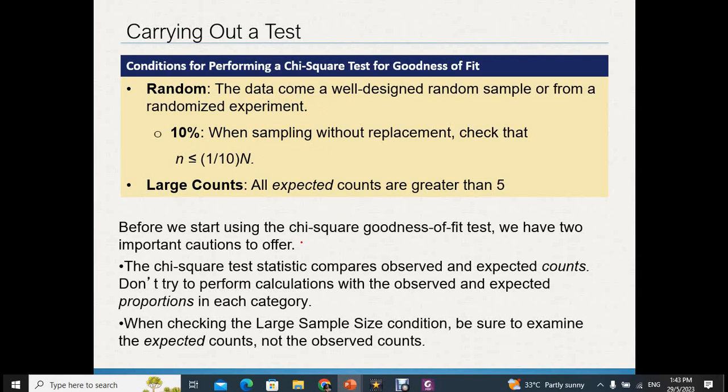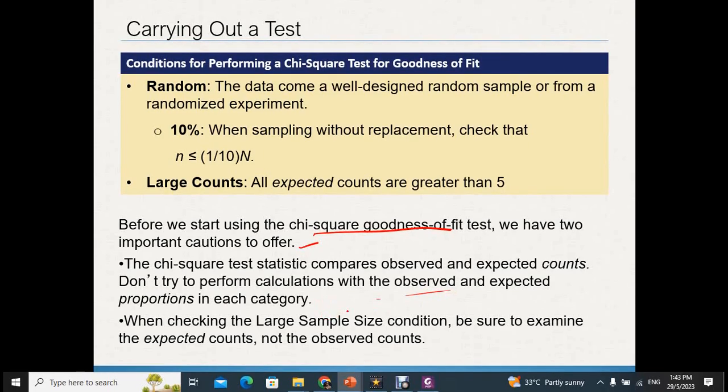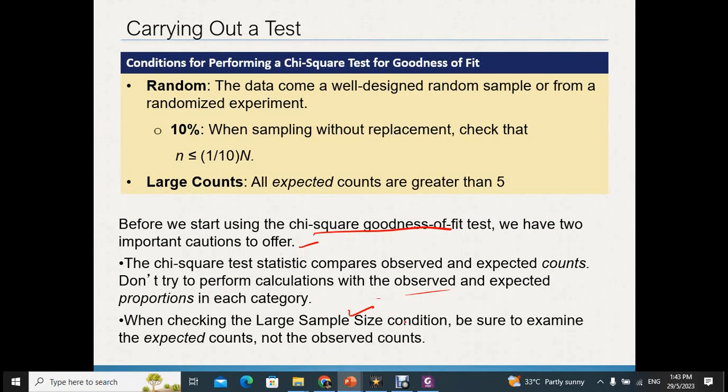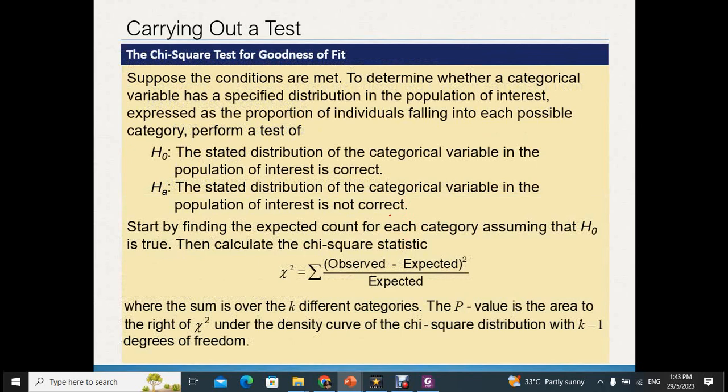Before we start the test, we have two important cautions. The chi-square test statistic compares the expected counts. Don't try to perform calculations with observed counts or proportions in each category. When checking the large sample condition, be sure to examine the expected counts, not the observed counts. This is the formula.